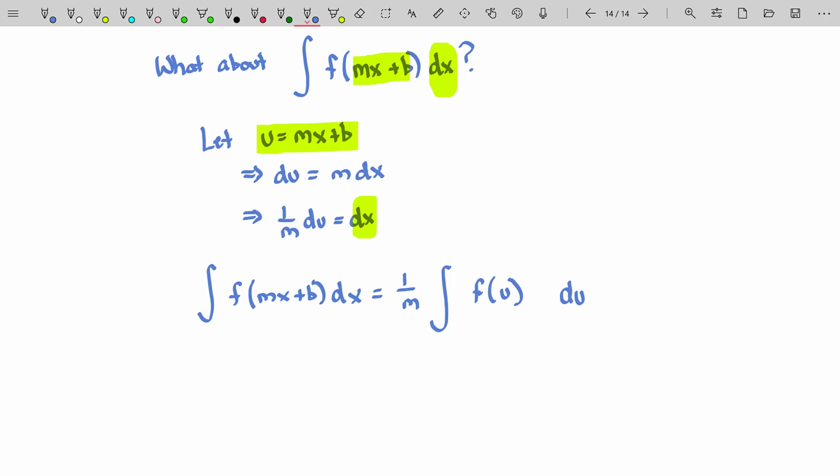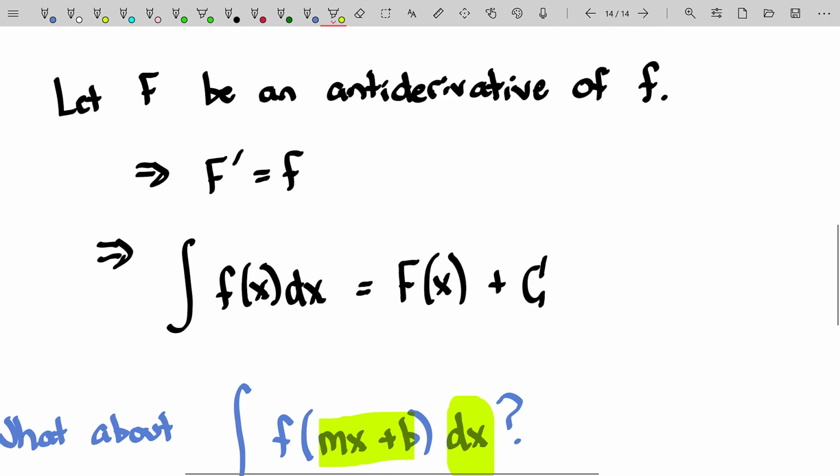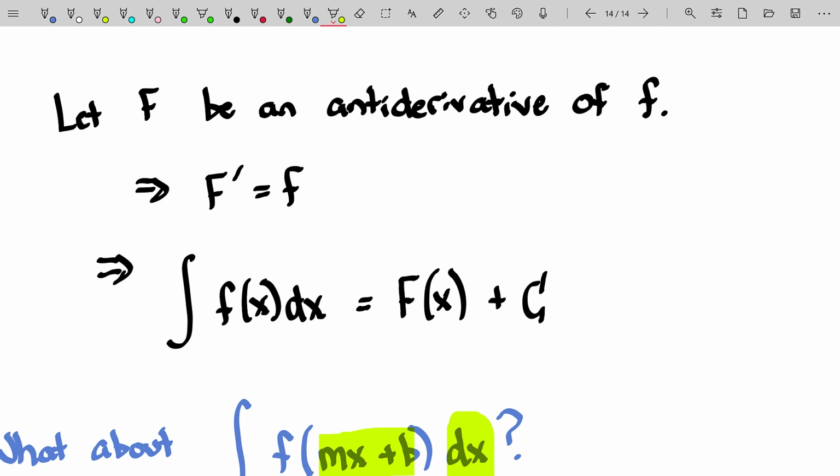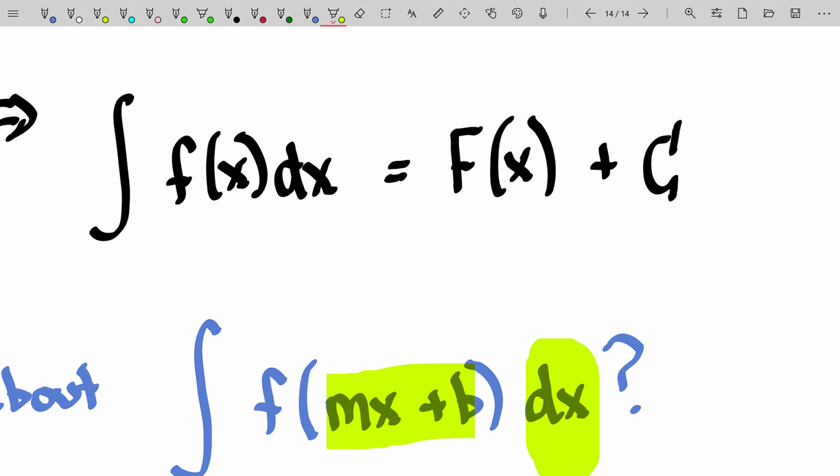Now we happen to know the antiderivative of a function of a variable, and by the way, u is just a variable stand-in. You can think of it as x. We started with the assumption that capital F is an antiderivative of little f, therefore whenever we integrate f of a variable d variable, that should be capital F of the same variable plus some constant c.